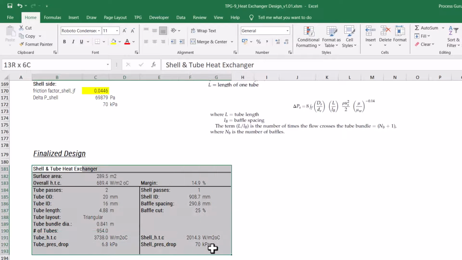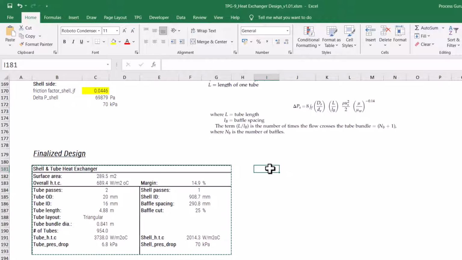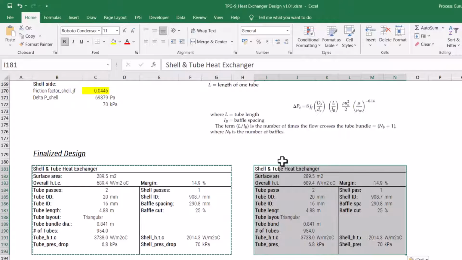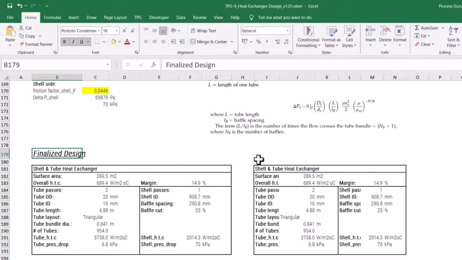Let's say whatever design we have right now is the base case. So let me save this. I'm just copying this and pasting it next to it as a static number. Okay, this is our, let me use this same font here.